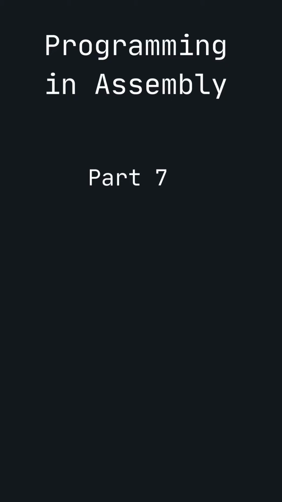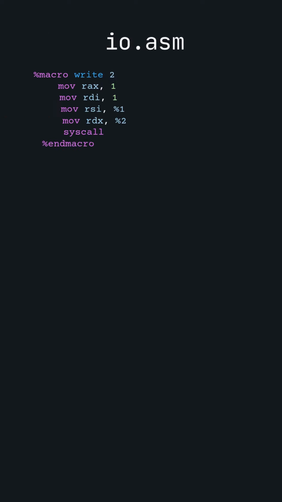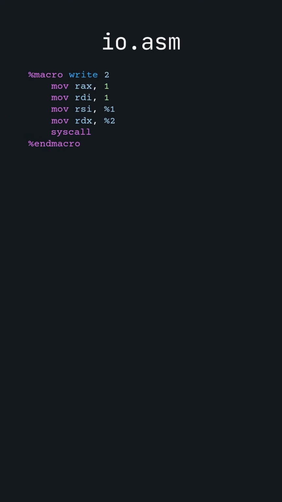Last time, we cleaned up our code by creating the write macro in our IO file, which is great, but now we have an IO file that can handle the O, which stands for output, but cannot handle the I, which stands for input. To fix this, we will be creating a macro called read, but before we do this, let's look at the layout of the BSS section.